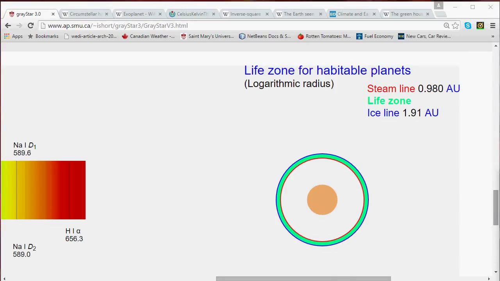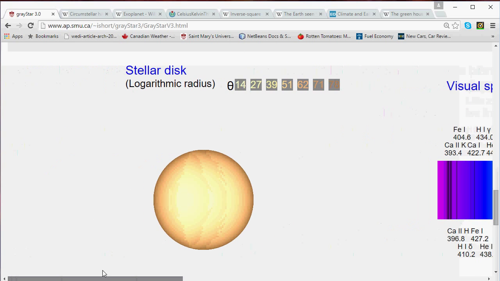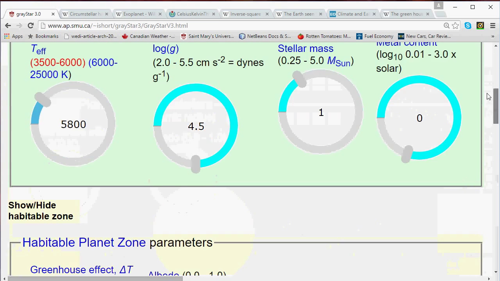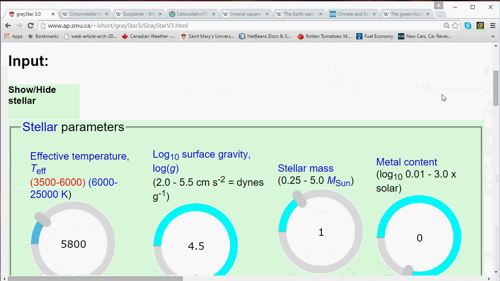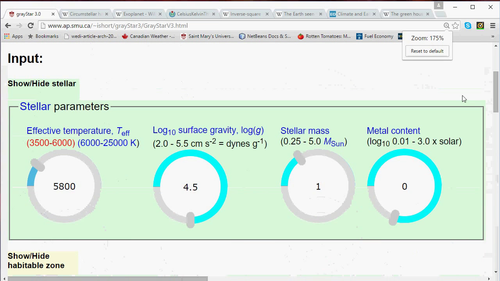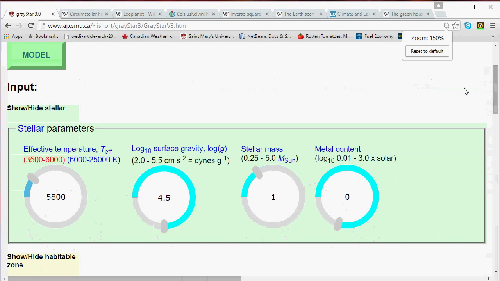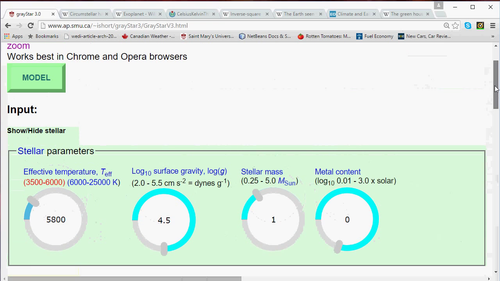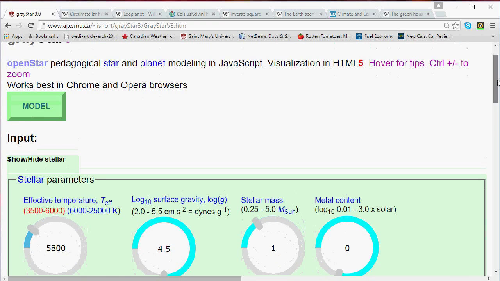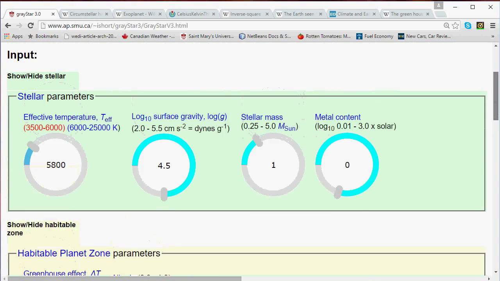So let's carry on with our experiments here. I'm just going to go back up to the top where the control panels are, and I'm just going to zoom out here. Now the situation this time is a little bit different than what we had before, in that now we have two objects whose parameters we have to think about, namely the star and the planet.